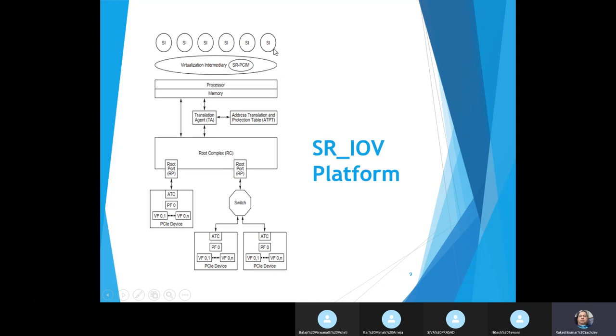If one system image requires 4 functions, physical function 0 will be assigned, plus virtual functions 0, 1, 2, 3 from the virtual functions. So one physical function will be assigned. This is the solution given in the market today. Are you getting my solution?